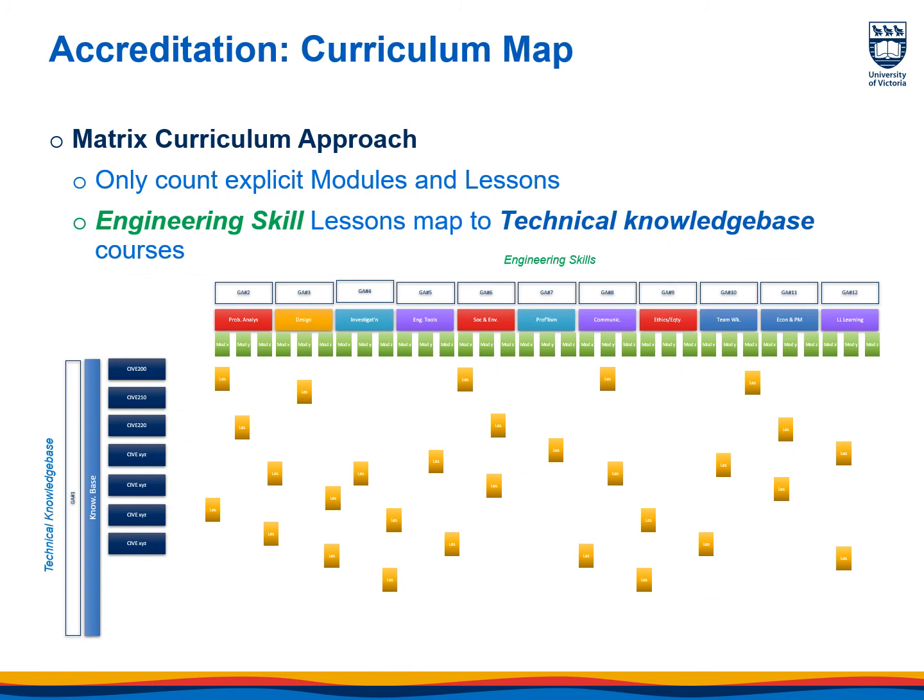Instead, we could use the approach that we only count material that has explicit modules and lessons. We define these lessons to cover all of the engineering skills graduate attributes, and we map these onto the courses, still organized mostly around the technical knowledge base, to create this matrix curriculum. Delivering these lessons would achieve our accreditation tracking without the need for a separate process.